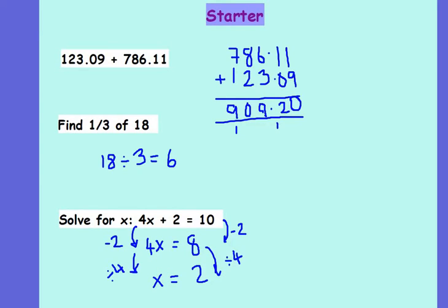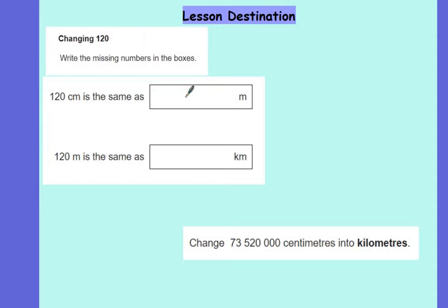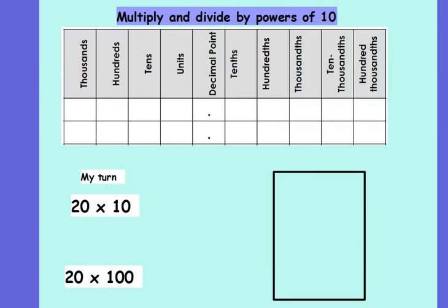Okay, Year 9. This is our lesson destination for today. We're looking at questions that look a little bit like this. We are converting units. So to start us off, can we multiply by 10 and 100? Starting with 20 times 10, here's my 20. If I multiply it by 10, I move all my digits up one place on my place value table, which will give me 200. 20 times 10, 200. Hopefully that's not too tricky.